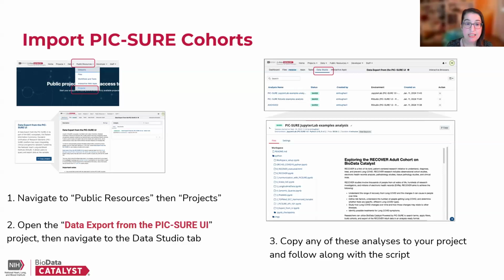The other way to get to the data is to import cohorts from Picture. If you've created a cohort with your filtered study variables at Picture, you can import that data to BDC 7Bridges with a provided script. You would navigate to public resources and then find projects. You'd open the project data export from the Picture UI and then navigate to the Data Studio tab. You'd be able to copy the Data Studio analysis to your own project workspace and then follow along with a beautiful script that Emily wrote for us that will teach you how to import the data. Next slide, please.